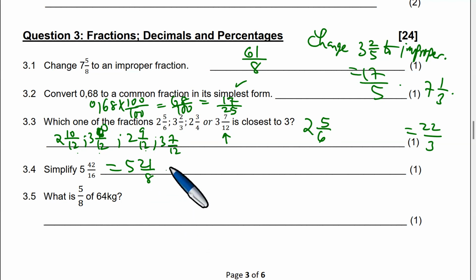Because 8 goes into 21, how many times? It goes 2 times. The remainder? You divide 16 and the remainder is 5 out of 8. What is 5 plus 2? 7. That is the answer. So the answer is 7 and 5 out of 8.